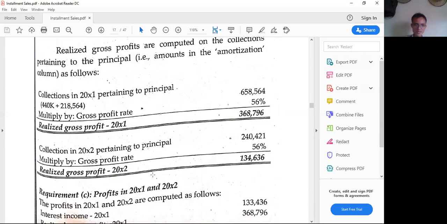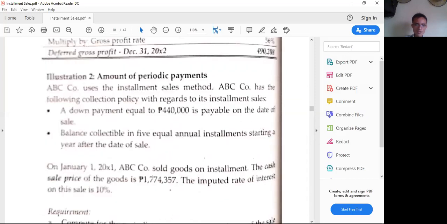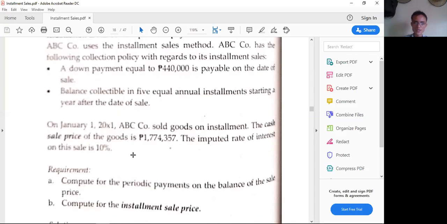That's still the beginning. Let's move on. What about illustration two, amount of periodic payments? A while ago, we were given the payments. For this one, we have to compute. We are given a down payment, and we have to pay 5 equal annual installments a year after the date of sale, meaning an ordinary annuity of 1. The other one is annuity due, wherein it's going to be on the same date, there's already a collection that is done. So let's see. We will find out as to what would be the possibility.